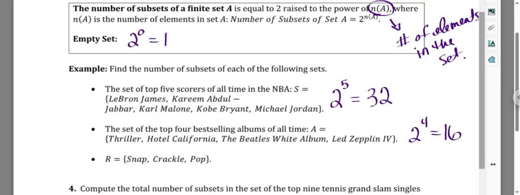Snap, crackle, pop, the name of the sound your Rice Krispies make. Although much better as a Rice Krispie treat with M&Ms. Just saying. So there are 8 subsets.